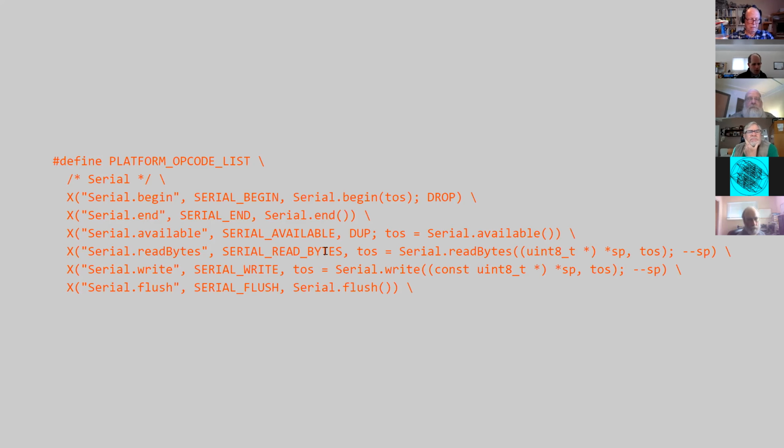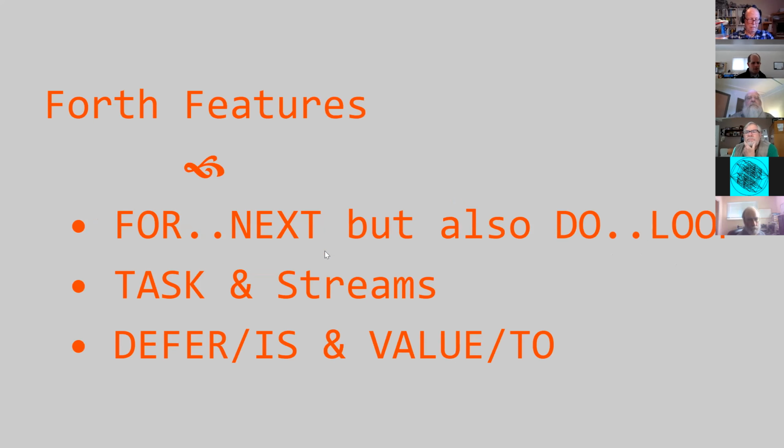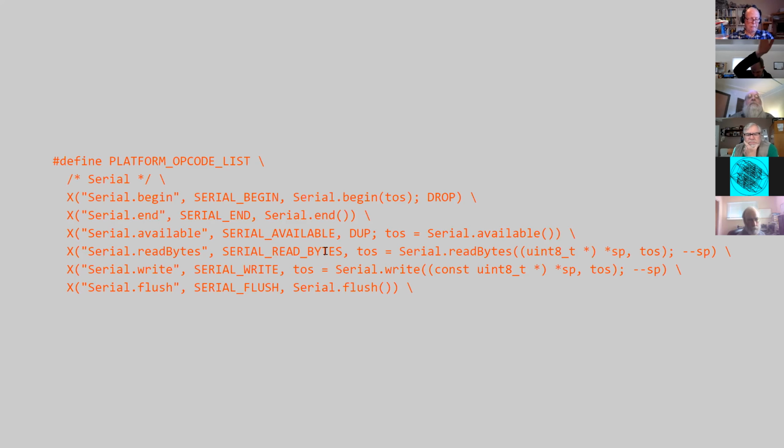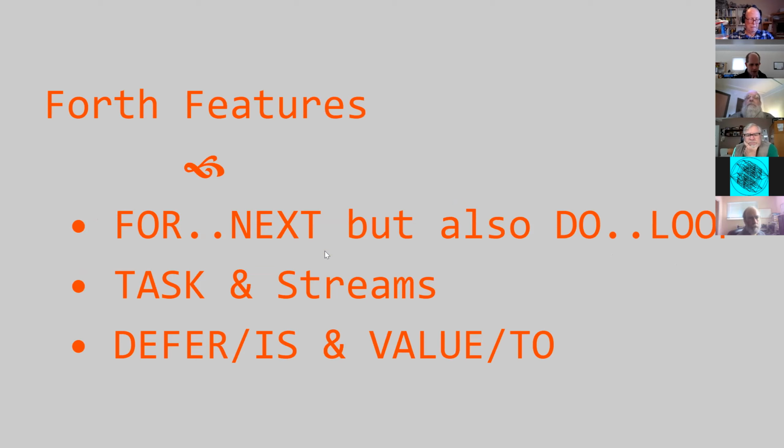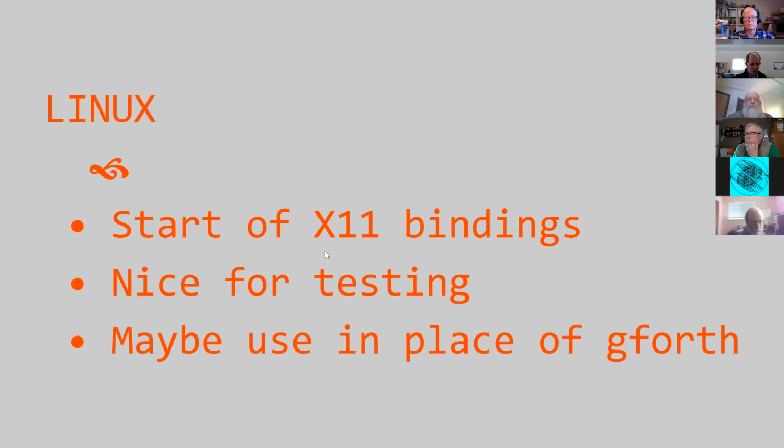And so I pull in a bunch of things, like this is an example of serial. And these go on for quite a while, because I want to pull in all of the useful things for ESP32. So it has for next. I have do loop in high level Forth, but at the low level it's for next. I have tasks and streams. One reason I have this is because I wanted to be able to have a mode of operation where I can use it across the web. And so I wanted to have a way to have that be in a background task. And so some of that is there in high level words. I've got defer is and value too.